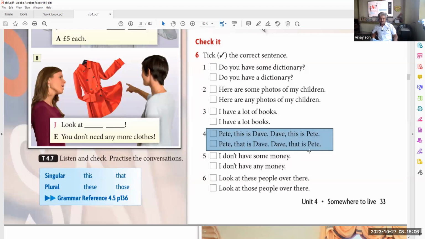Number 5. I don't have some money. I don't have any money. Which is correct? The lower one is correct, guys. Why? Because the sentence is negative. You can't use some. I don't have some money is wrong. Some cannot be used in negative sentences. So you should say, I don't have any money.